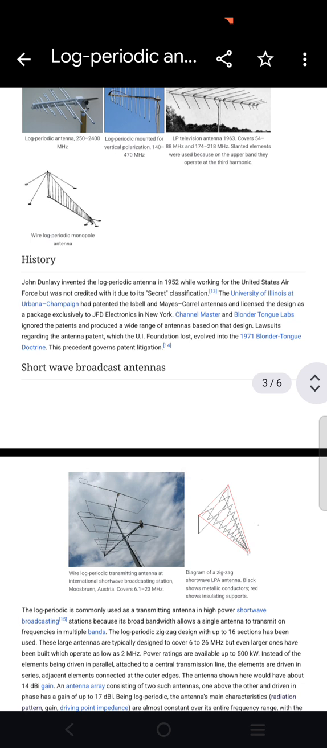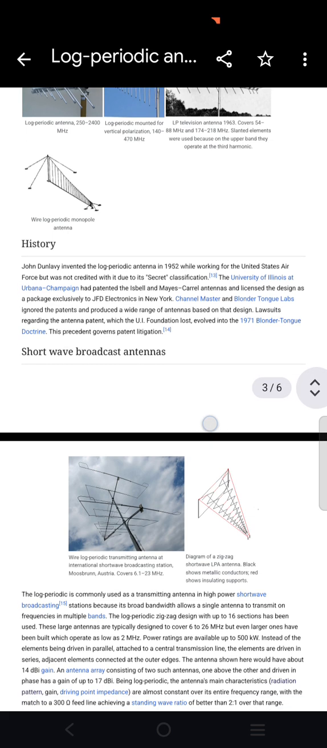History of the log periodic antenna. John Dunlavy invented the log periodic antenna in 1952 while working for the United States Air Force, but was not credited with it due to its secret classification.